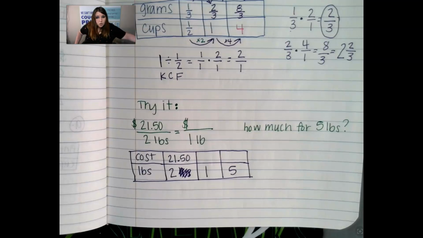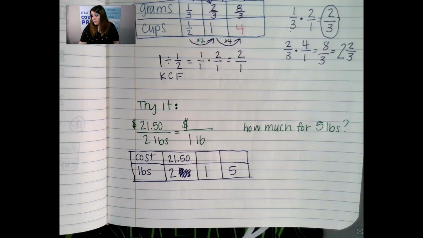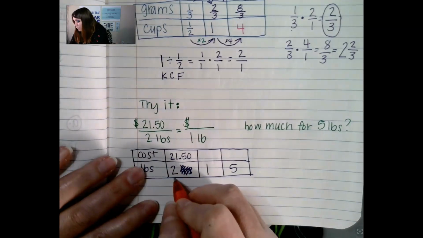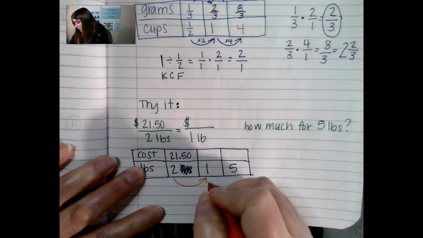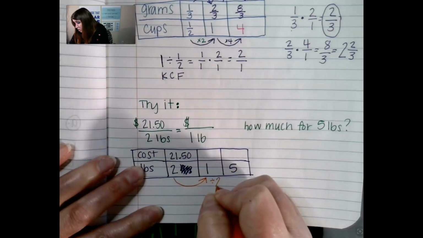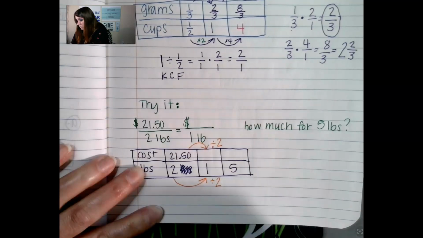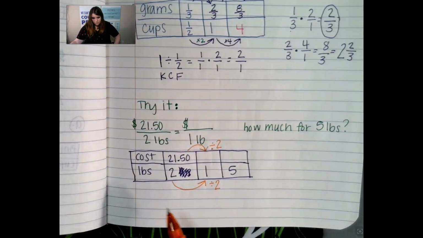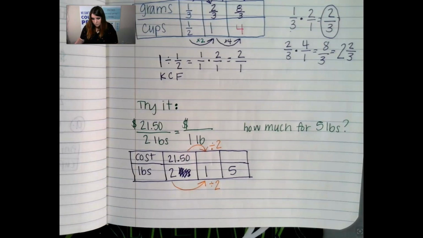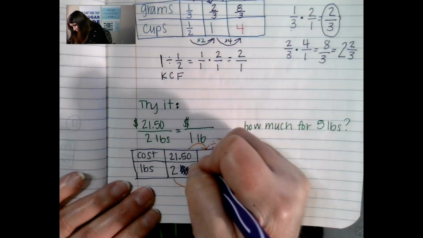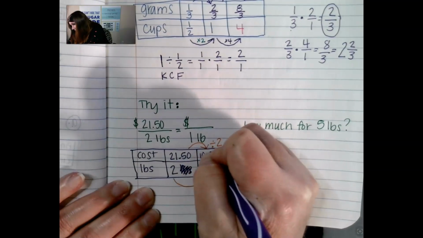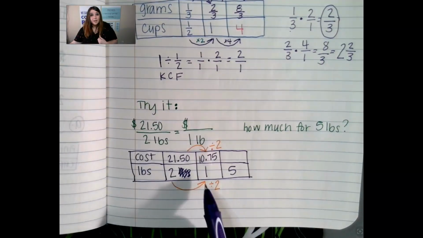So cost per pound. I need to first start with the bottom. How do I get from 2 to 1? Well, I'm dividing by 2. So on the top, I have to divide by 2. So $21.50 divided by 2 gives me $10.75. So $10.75 for 1 pound.